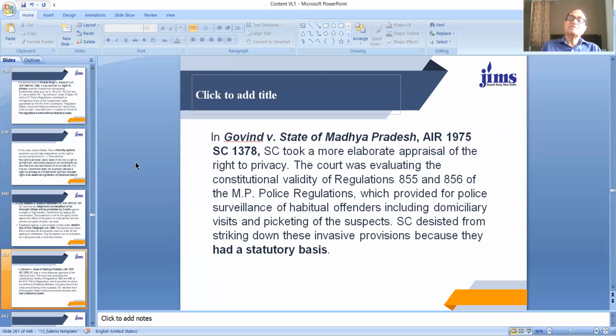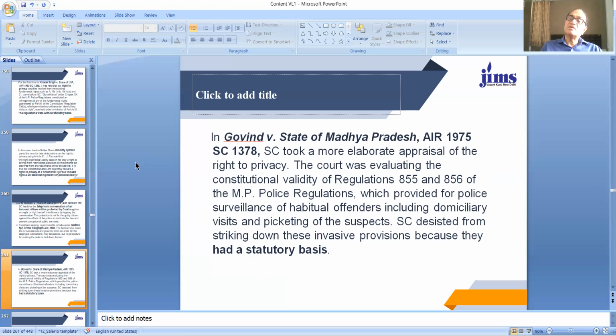We have another case, Govind versus State of Madhya Pradesh, wherein Supreme Court took a more elaborate appraisal of right to privacy. The court was evaluating the constitutional validity of regulation number 855 and 856 of MP police regulations, which provided for police surveillance of habitual offenders, including domiciliary visits and picketing of the suspects. Supreme Court desisted from striking down these invasive provisions because they had a statutory basis.